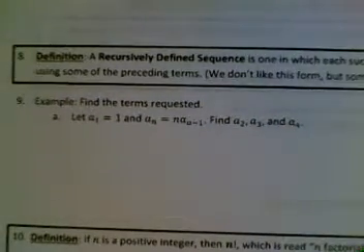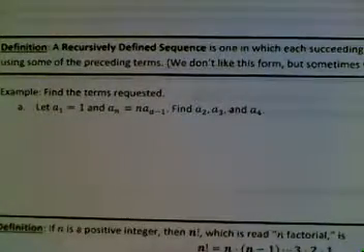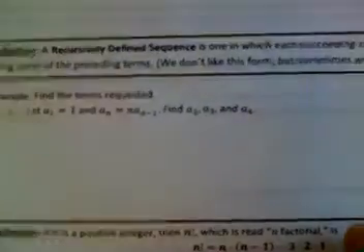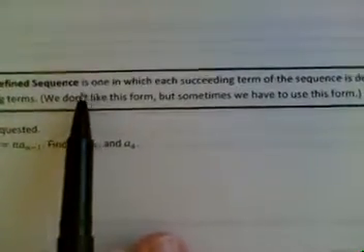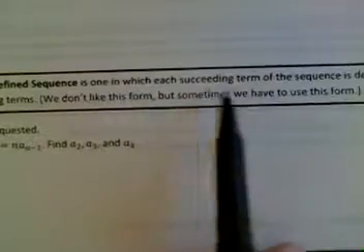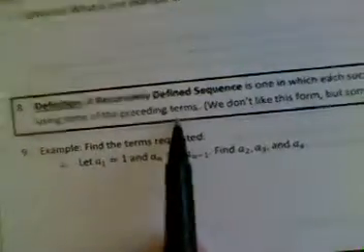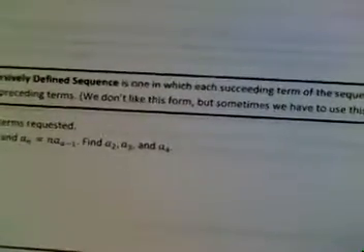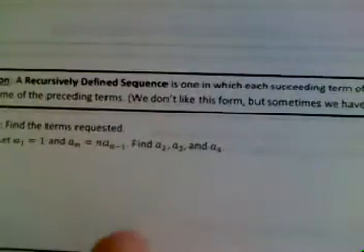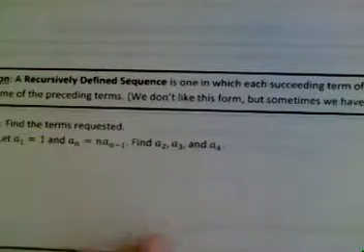Continuing lesson 29 with sequences and basic series. Now, a recursively defined sequence is exactly what recursively stands for, okay? I'm going to go ahead and read this to you, and then we'll explain what it means. A recursively defined sequence is one in which each succeeding term of the sequence is defined by using some of the preceding terms. So, recursively defined means previously defined terms, okay?